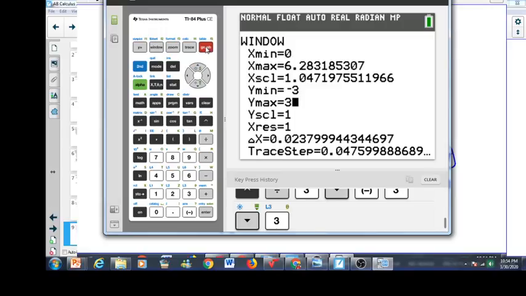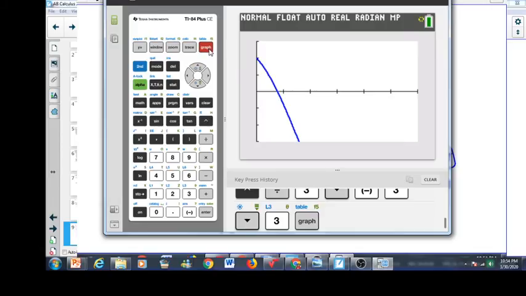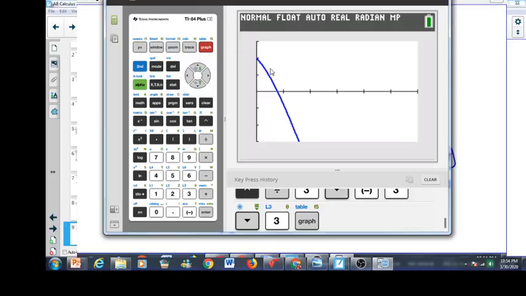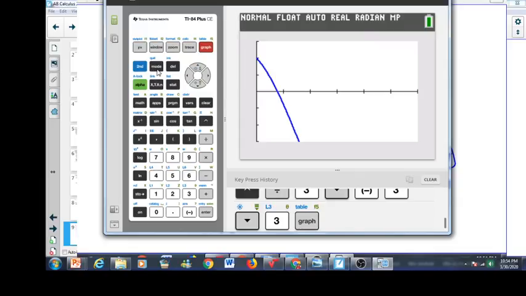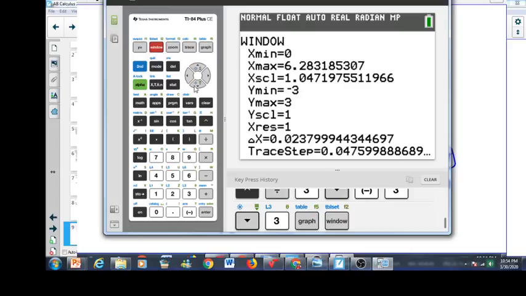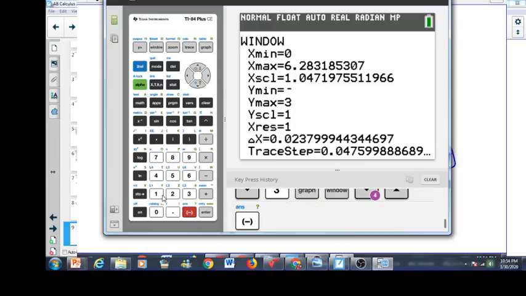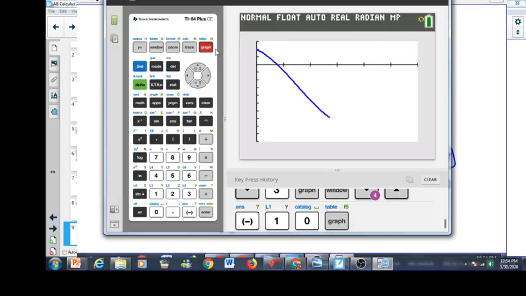Here we graph it. Let me see. Yeah, I'm going to have to get a different window here. Increasing, decreasing. Let's get down to a negative window, -10. See if that helps us. Okay.